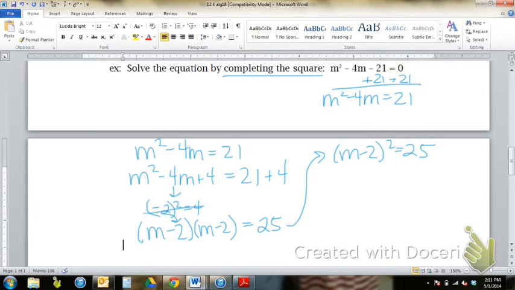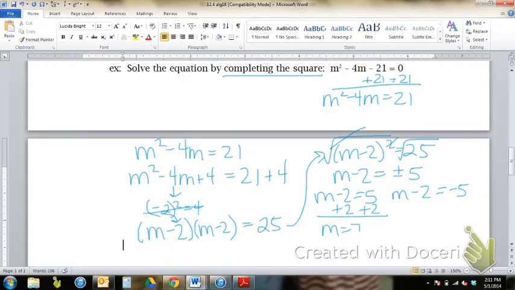I want to solve this. I'm going to square root both sides. M minus 2 equals plus or minus 5. Set up my two equations. One positive 5, one negative 5. And solve them both. And I get 7. And I get negative 3. Okay, so that's completing the square.